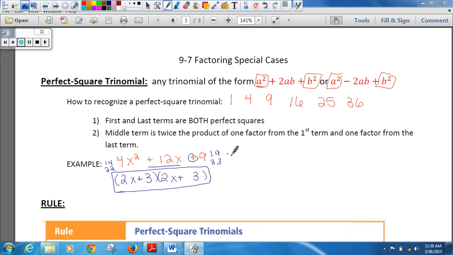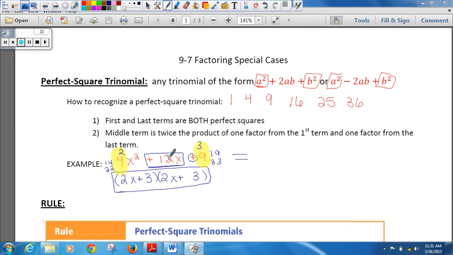So if we notice they are perfect squares, if I look here, I notice 4 right away is a perfect square, and 9 is a perfect square. This would be 2. This would be 3. And it says the middle term, so this middle term of 12, is the product, so multiplication, of one factor from the first one and one factor from the last one, times 2. So 2 times 3 is 6, times 2 is 12, so it is true.